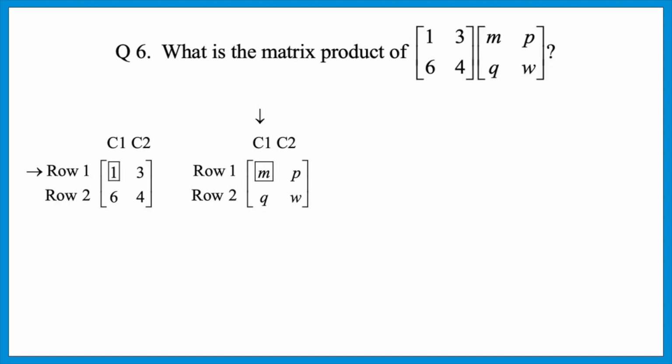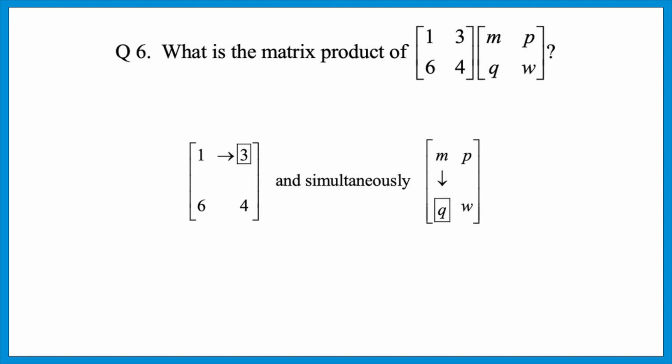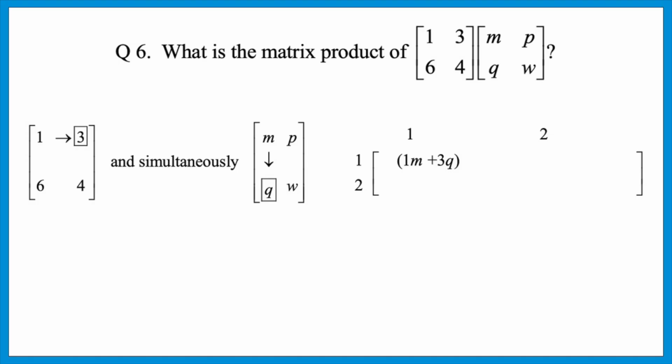Going by that first row in the first matrix, following the arrow would go to the 1. And in the second one, following the arrow down the column would give us the m. And you multiply those two terms. So that gives us 1m. And now we go simultaneously across that row and down that column. So from the 1, we would move to the 3, but simultaneously from the m, we'd move to the q. So not only do we multiply 1m, we also add to that product 3q. So that top left spot would be 1m plus 3q.